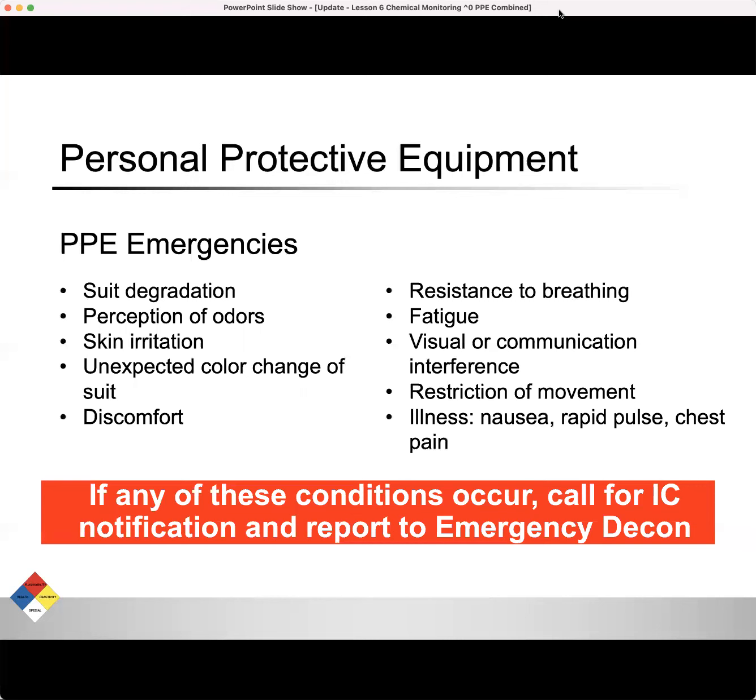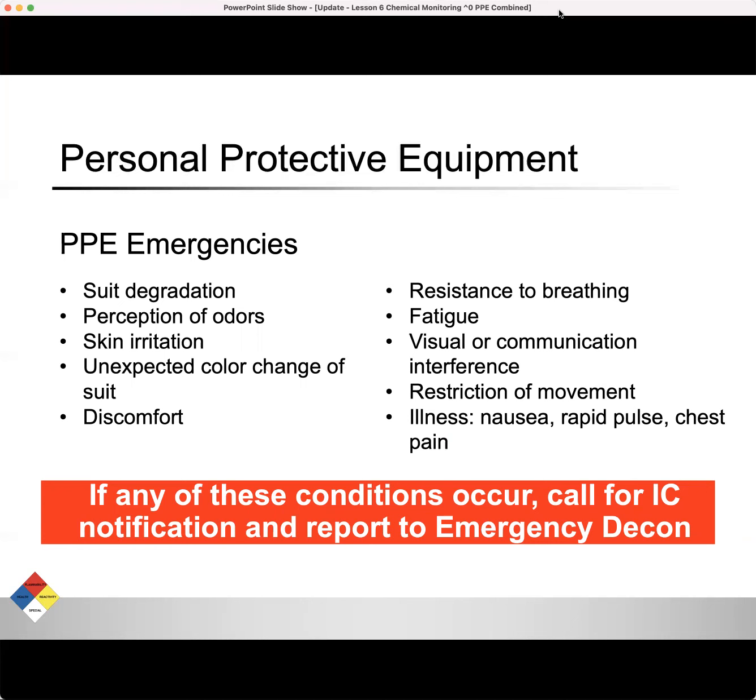Sometimes while we're wearing PPE, an emergency can arise. We mentioned heat stress earlier, but there are some other things as well. Our suit can experience degradation. That would be an emergency. If you start to perceive odors, or you feel skin irritation, or if you notice an unexpected color change of the suit, or you start feeling some type of other discomfort that you weren't expecting. If you have an increased resistance to breathe or difficulty breathing, increased fatigue, unusual visual or communication interference. So if you can't see what you're doing or where you're going, or you're not able to communicate through your primary communication method, that would be an emergency.